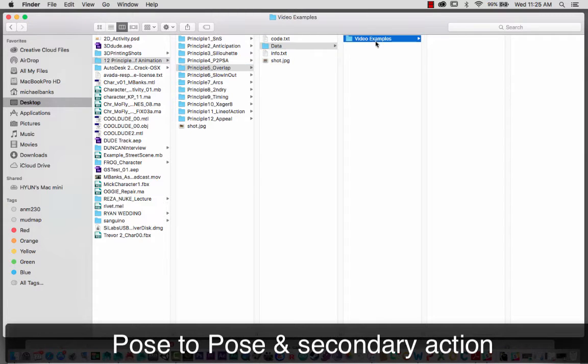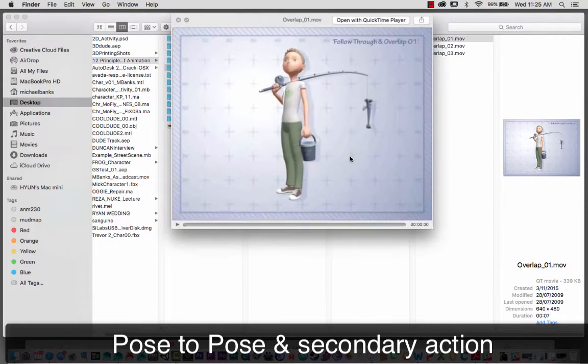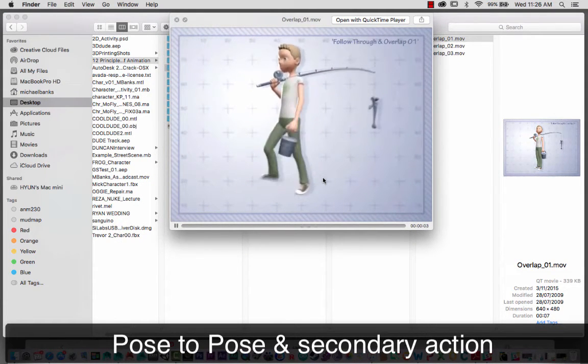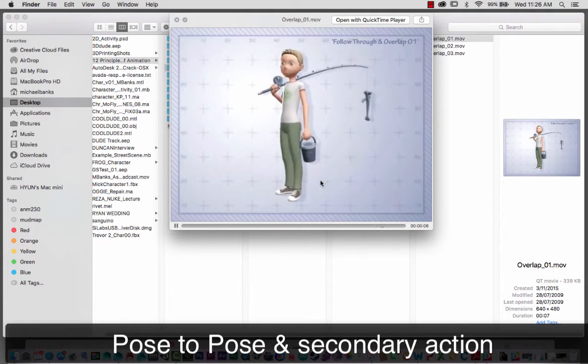Next up, bit of overlap. Let's check out the overlap. This is one of my favorites. Follow through and overlap. No overlap happening. Very linear. Very rigid in his back and head. No neck movement at all. It's going to be pretty well the same walk cycle.